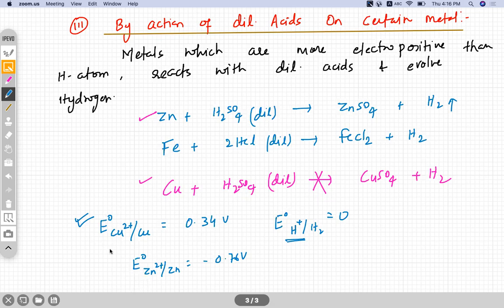Yeah, so these values, we'll see how we get them. It's a relative reduction potential with respect to hydrogen. If you want, you can write it down, but you must keep in mind that zinc can displace hydrogen, while copper cannot displace hydrogen from it, because the reduction potential of copper is more than that of hydrogen. That's the reason. Okay, fine.